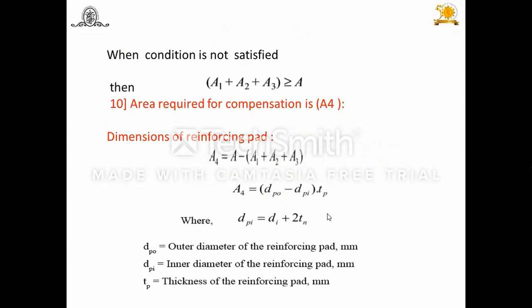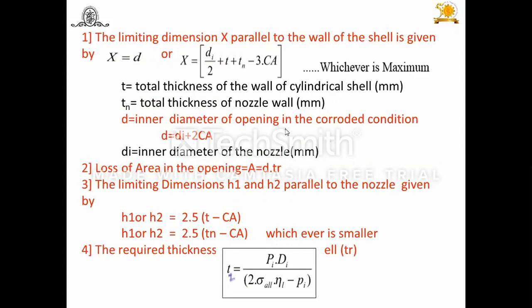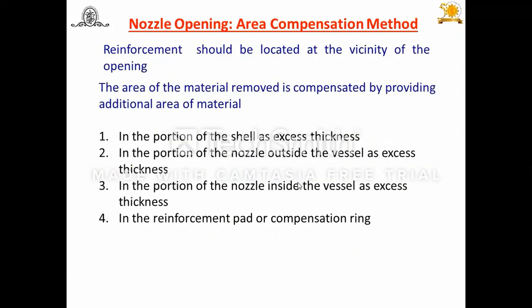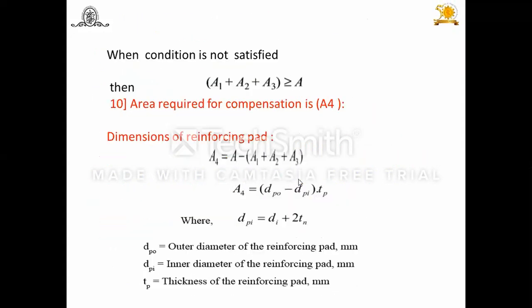You can substitute and you will get the thickness. And sometimes you can assume the thickness for this area in terms of W into T, because rectangular strips we are going to use to compensate it. This is about the design of nozzle opening by the area compensation method.